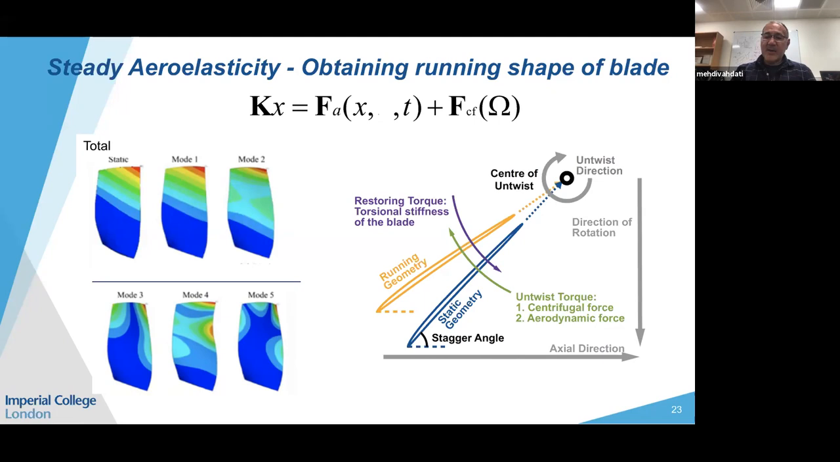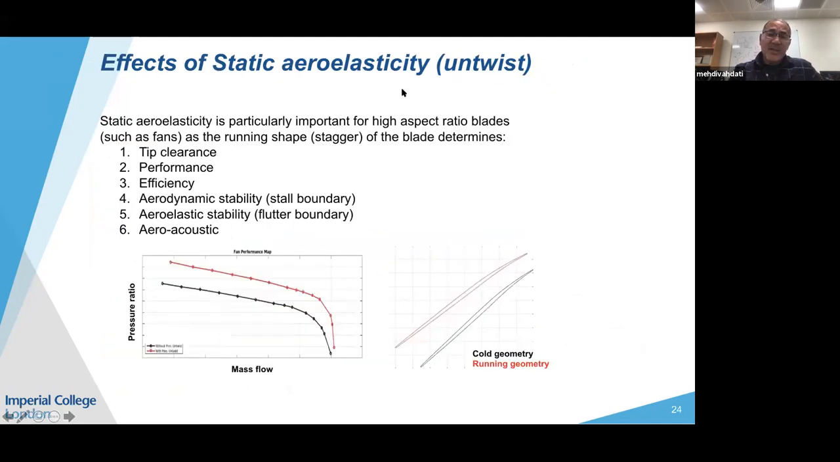So first of all, we get the running shape of the blade, and this is really important. The running shape of the blade, or untwist, as it is known in turbomachinery, is particularly important for high aspect ratio blades such as fan blades, as the running shape, stagger of the blade, determines the tip clearance, the distance between the rotor tip and the casing, and the performance.